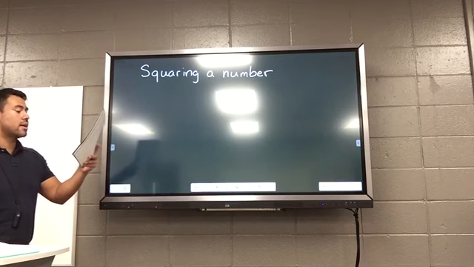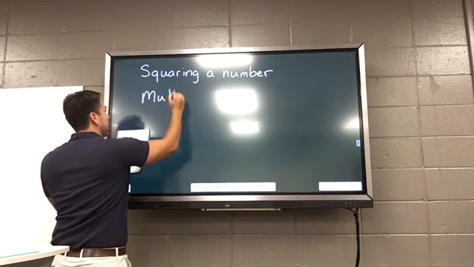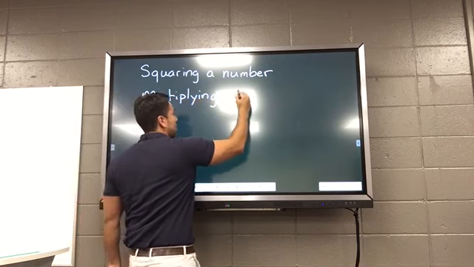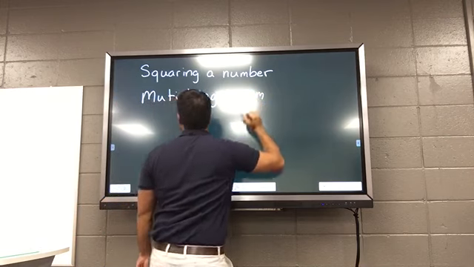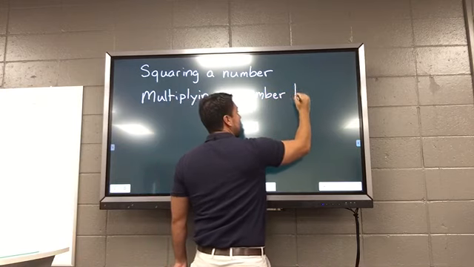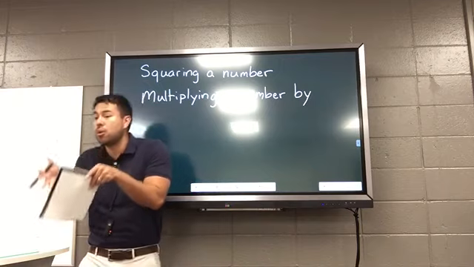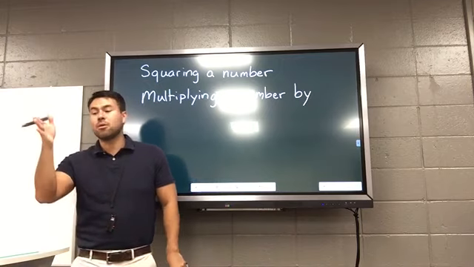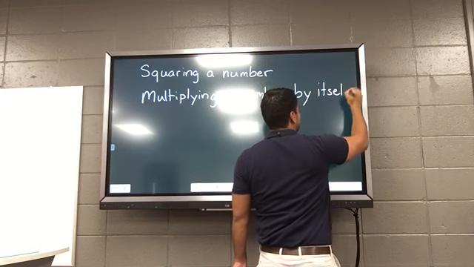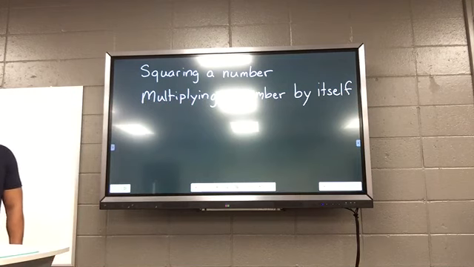But squaring a number is the same thing as multiplying a number by itself. It doesn't mean multiplying a number alone. It means multiplying a number by that number. By itself. Multiplying a number by itself. Okay, you're like, what are you talking about?